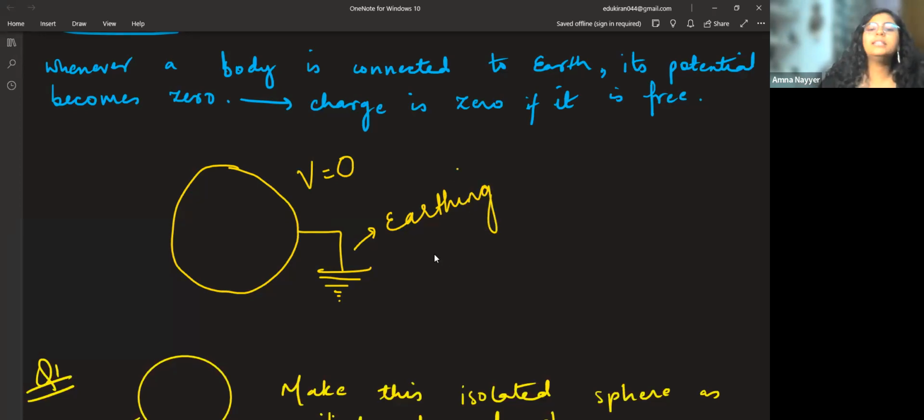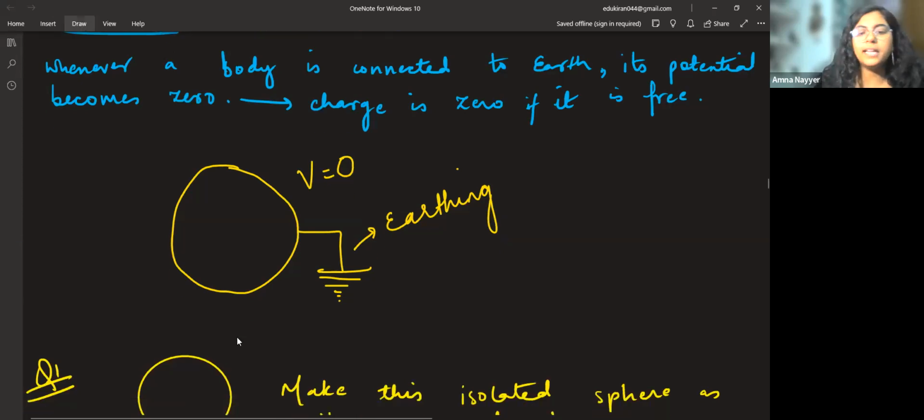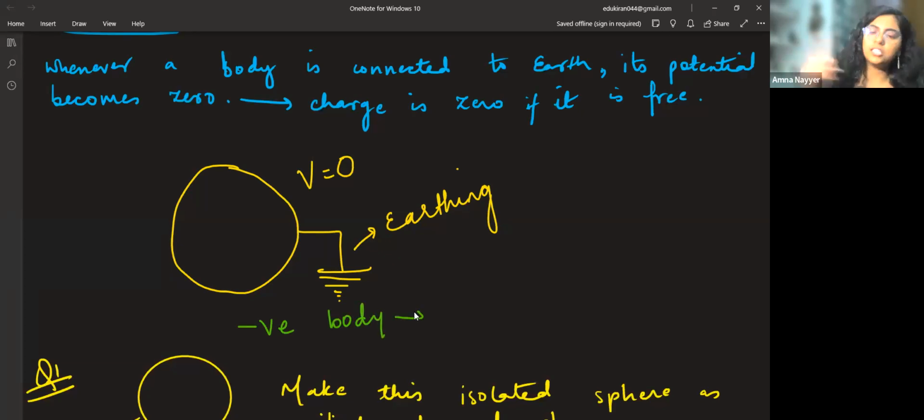Now, in earthing, what happens? If the body is negatively charged, electrons flow from the body to the earth. Means all the electrons will move from the body back to the earth. So all the electrons will be removed from the body. So for a negatively charged body, electrons move from body to earth.